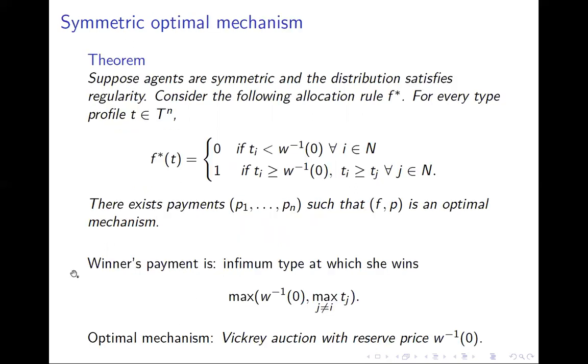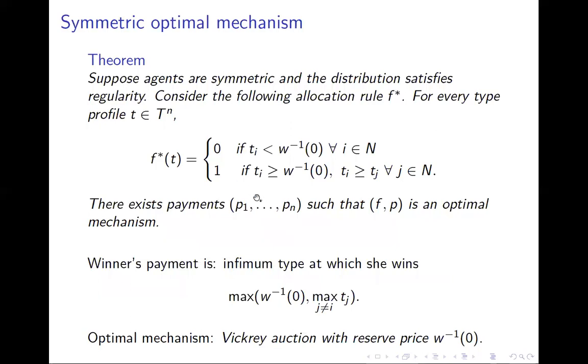Okay, so that's what I have summarized here. If agents are symmetric and the common distribution satisfies regularity, then if everybody's value is less than this W inverse 0, then nobody gets the object. Otherwise, whoever has the highest value, he gets the object.